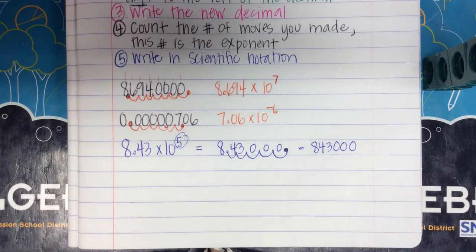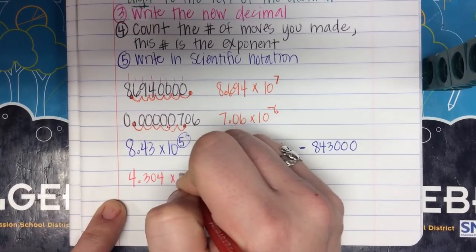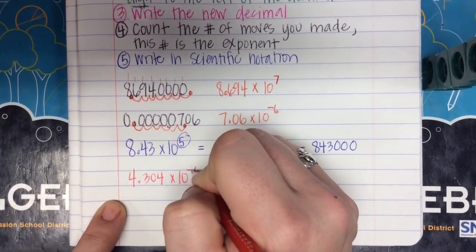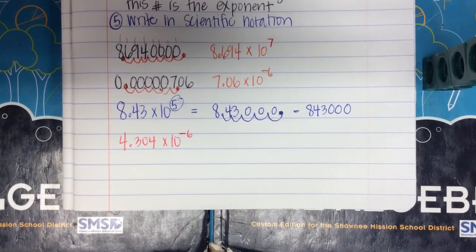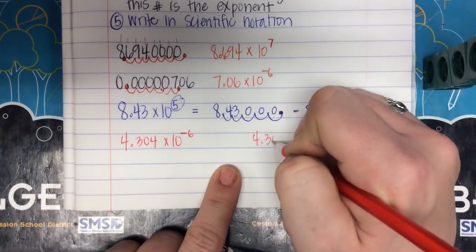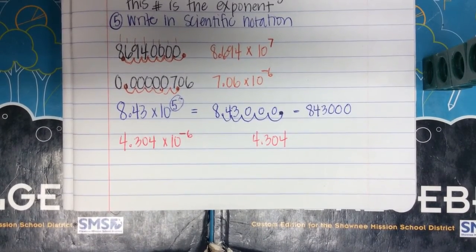All right, smart kids, try this one. .304 times 10 to the negative 6. It's kind of the same idea, but it's totally different. It gives you a totally different kind of number. I'll start with my decimal again. 4.304. And Ariah told me I'm going to move my decimal 6 times. So is it exactly the same? What's different about this problem?